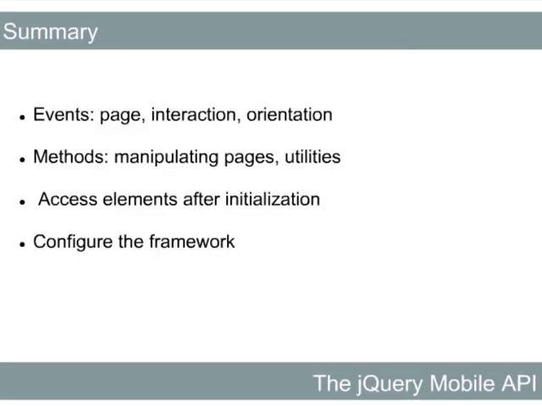So that's the jQuery Mobile API in depth there. We've covered the events that you can bind to. There's page events, interaction events like touch events and virtual mouse events, and there's even an orientation event that you can bind to. We've talked about manipulating pages with the methods that the jQuery Mobile API exposes. There's also some nice utility methods that you can use for checking your URLs and so forth. We've talked about how to access elements after initialization and how to manually initialize them as well. And we've talked about how to configure the framework.